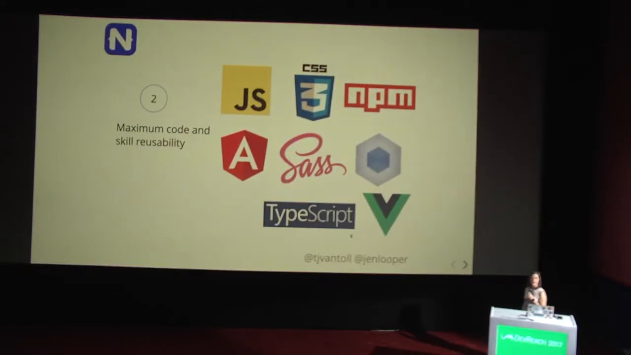The second point I wanted to make is about maximum code and skill reusability. So maybe you work in a department or a shop or a group in your company that uses JavaScript. Well, you're in the right place because you can go ahead and reuse the skills that you already have to build your native mobile apps. You can use CSS, use NPM packages, use Angular 2 and up. What are we at, 5, 6? Angular 5? Here we are. And you can use Sass if you like Sass. You can use all kinds of CSS compilers. Use Webpack, that's the Webpack logo. I always have to remind myself. If you build an Angular app, you're definitely going to want to use Webpack for making your apps start up a little bit quicker.